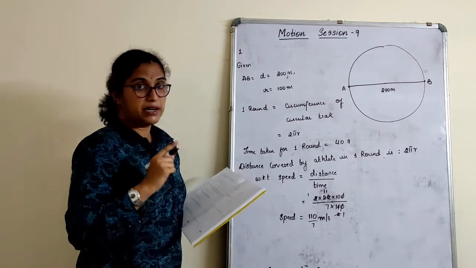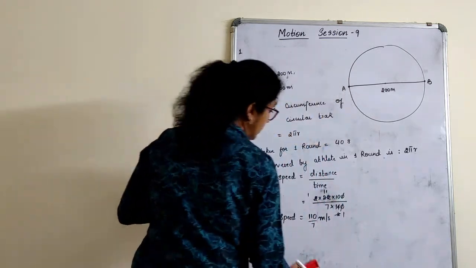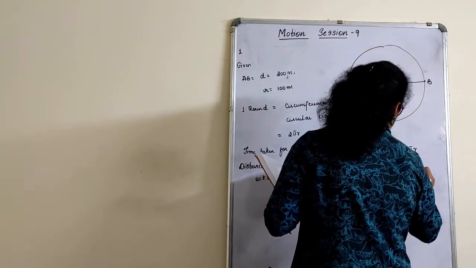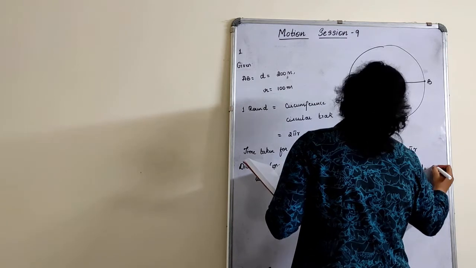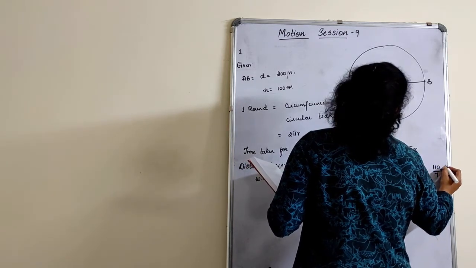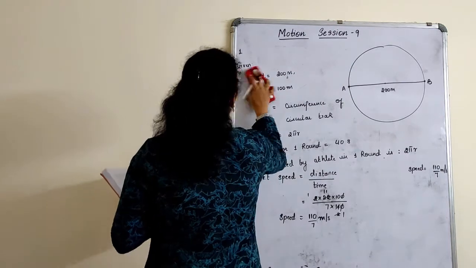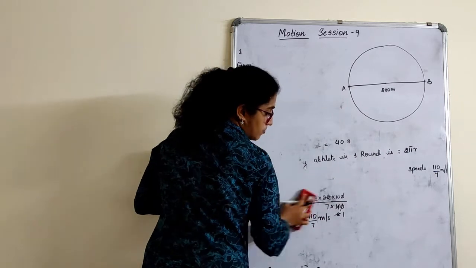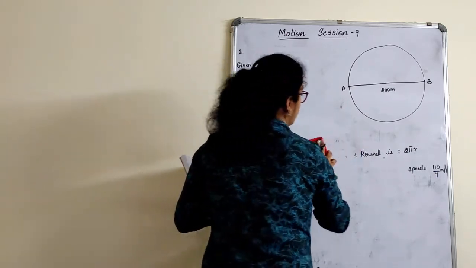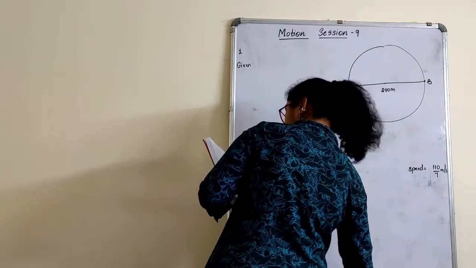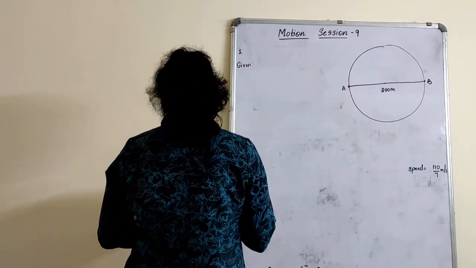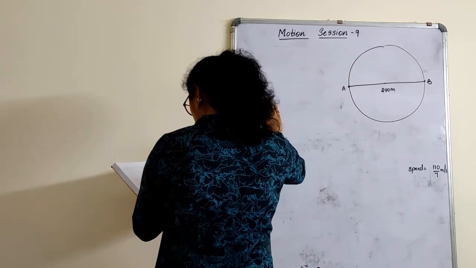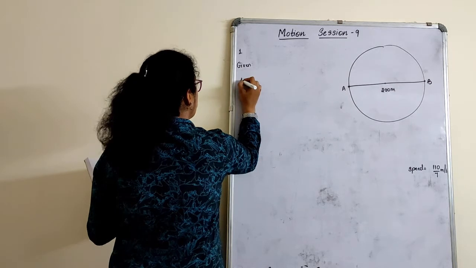Shall I erase this part? Because the second part of the sum is what I have to solve here now. By keeping this as it is, I'll just write here somewhere. We got the answer as speed is equal to 110 by 7 meters per second. Okay. Now calculate the distance covered at the end of 2 minutes 20 seconds.